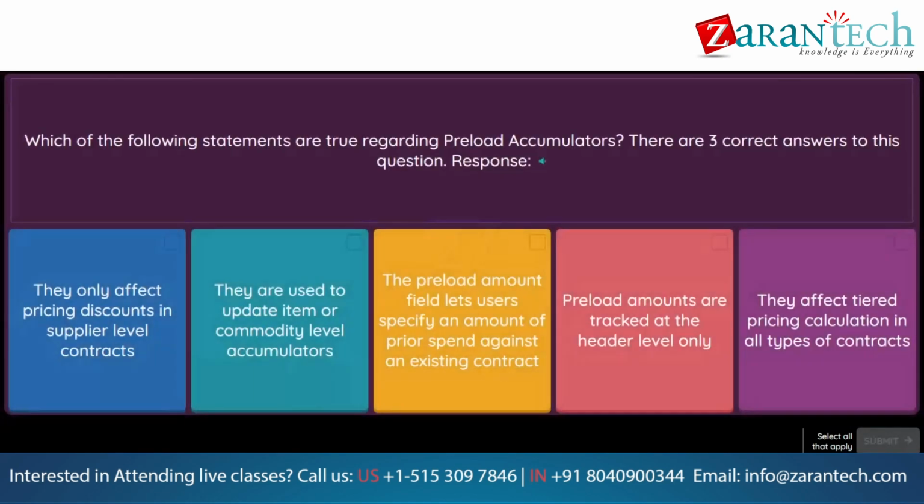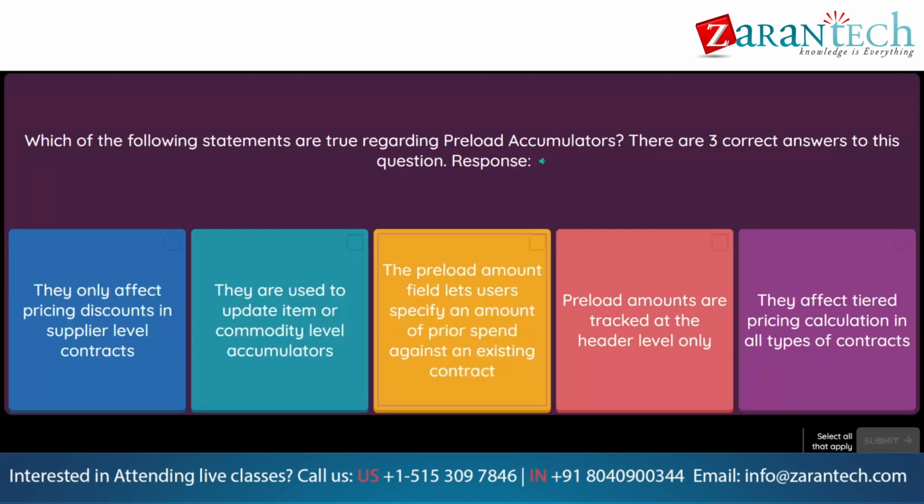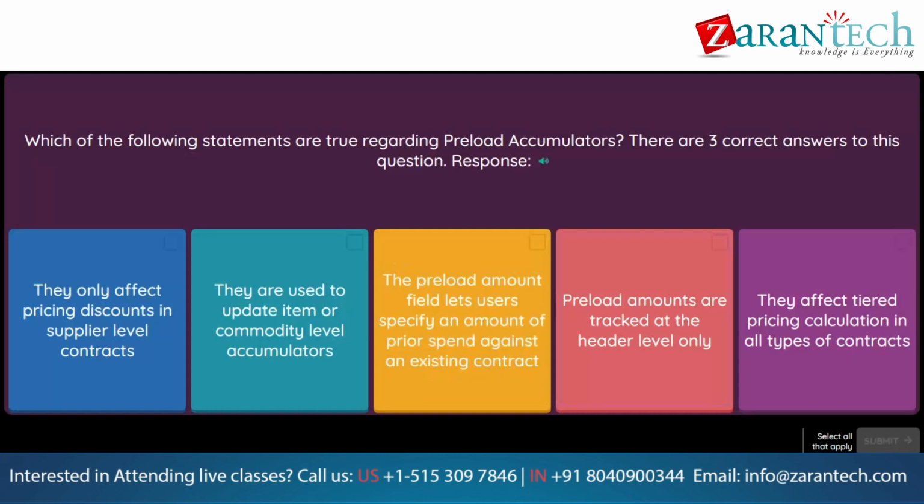Question: which of the following statements are true regarding preload accumulators? There are three correct answers to this question. Response. Option 1, they only affect pricing discounts in supplier level contracts. Option 2, they are used to update item or commodity level accumulators. Option 3, the preload amount field lets users specify an amount of prior spend against an existing contract. Option 4, preload amounts are tracked at the header level only. Option 5, they affect tiered pricing calculation in all types of contracts.